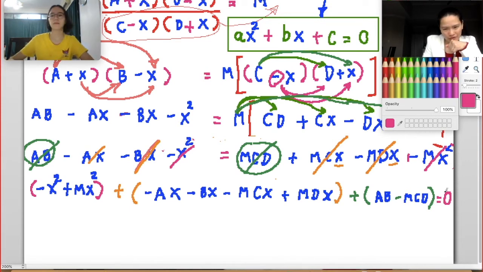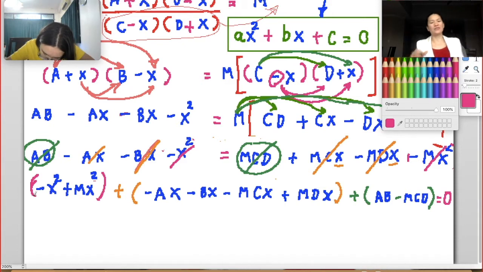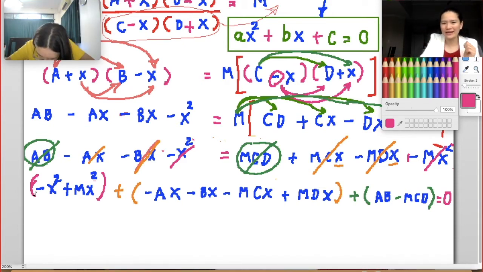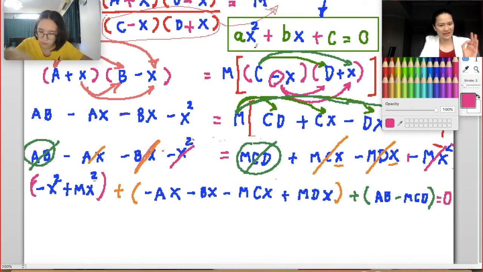Double check about everything. Is that everything correct? Let me write down here properly for you. Okay. Now you have 3 terms, but you would like to make it in this form. You see that form. We would like to make it in this form.